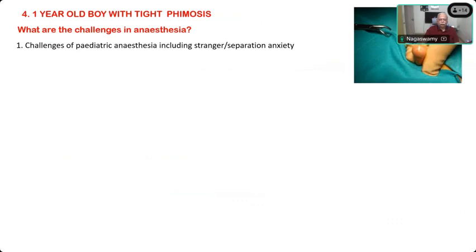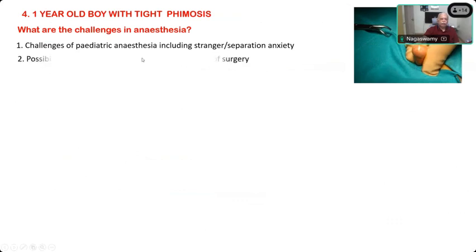And the one sentence which we used to have in that book is, anesthesia for circumcision can be clumsy even in experienced hands at times. That is the sentence which I still remember in my book. So anesthesia for circumcision can be clumsy even in experienced hands. So that much of challenge used to be there.